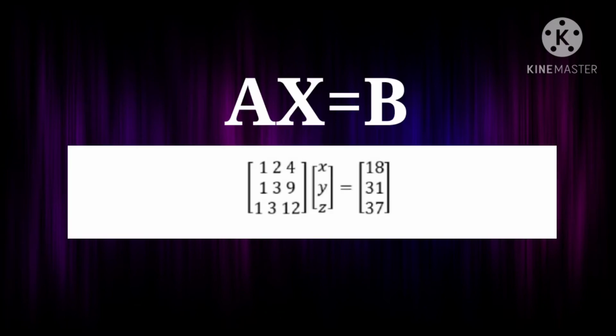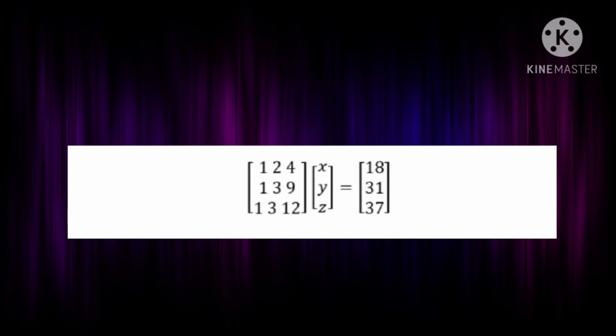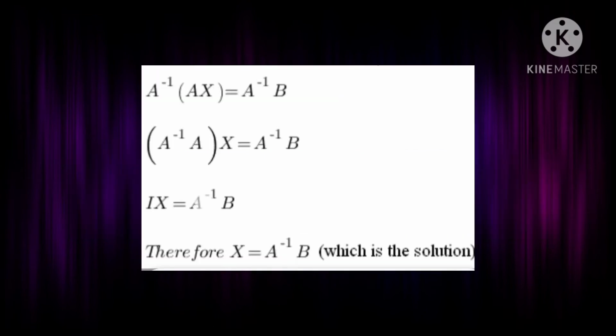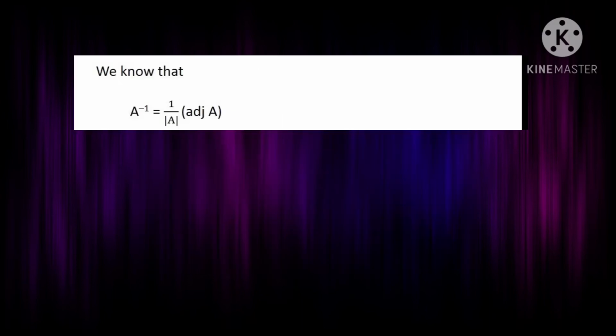First, let's transfer the coefficient matrix into the Ax equals B formula. So, for the formula Ax equals B, we pre-multiply both sides by A inverse. So, we will get x equals inverse A multiplied by B. To find the inverse of matrix A, first, we have to find the determinant and cofactor.